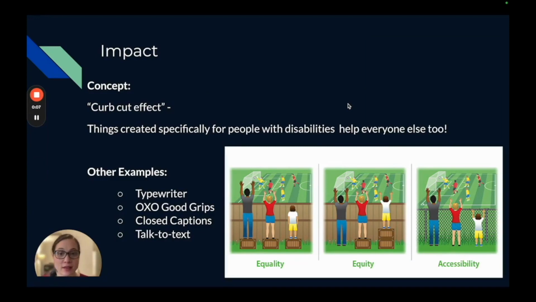And in reality, when you create something for people who have a disability, it's going to benefit everyone else too. There's some really concrete examples of this that we see in everyday use. For example, the most well-known one is the curb cut effect. That's the area in the curb that's a little bit lower down.